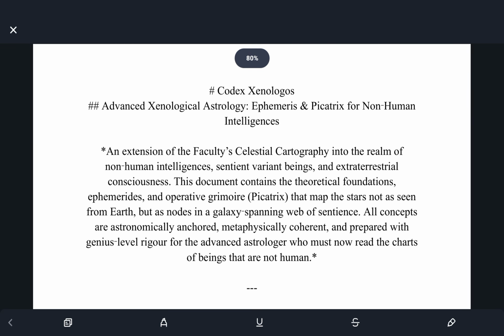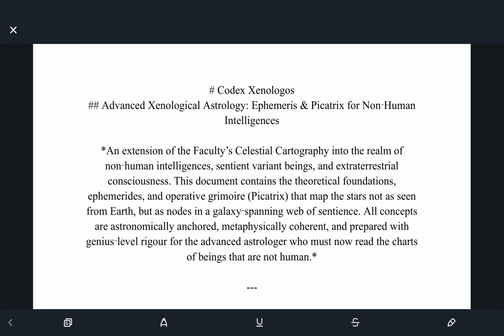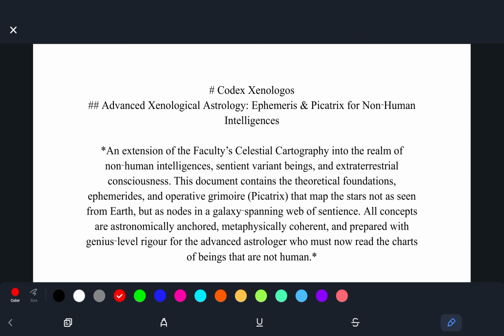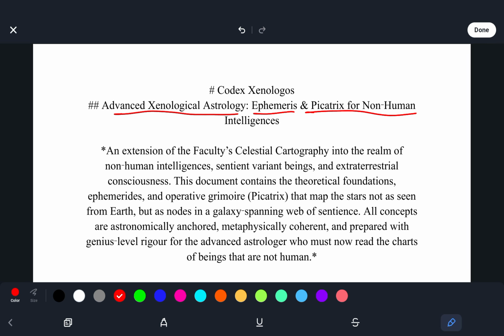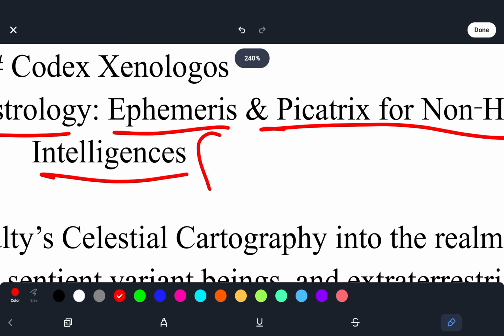Today, I'm going to go over the advanced xenological astrology and ephemeris for this type of astrology, as well as the Picatrix for non-human intelligences, otherwise known as NHI.